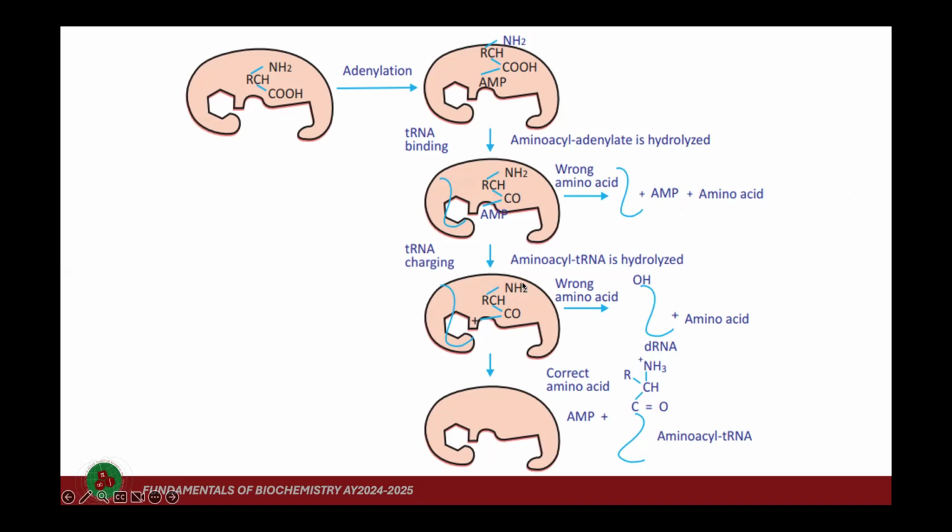So again, you have the aminoacyl AMP. This time, it's correct. So it charges, it transfers the amino acid to the tRNA, and then it can again check at this point. If it's the wrong amino acid, then you remove it. If it's the correct amino acid, then you just release it from the active site.